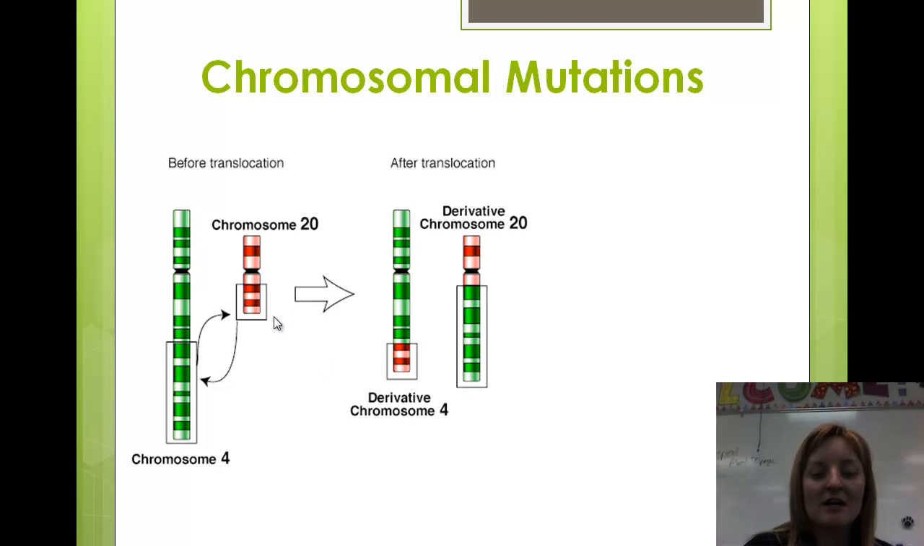If you kind of think about Easter eggs, if you have a solid yellow Easter egg and a solid blue Easter egg, and then you switch the top and bottoms of them, then you have this hybrid Easter egg. Now, in that case, the Easter egg works just as fine. In this case, it may or may not, because it depends on what these code for and how important they are. This is called a translocation, where we move one segment of a chromosome to another segment of a chromosome.